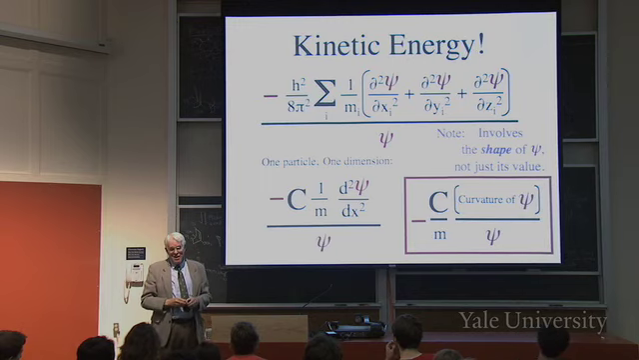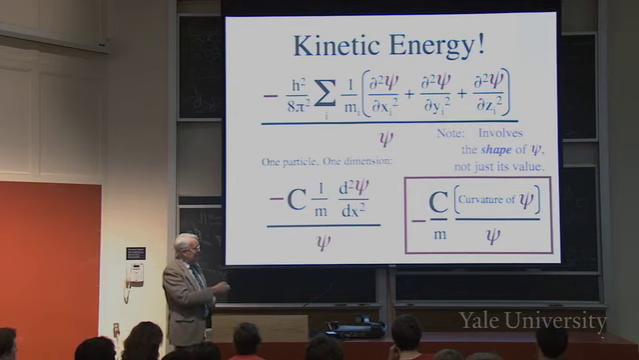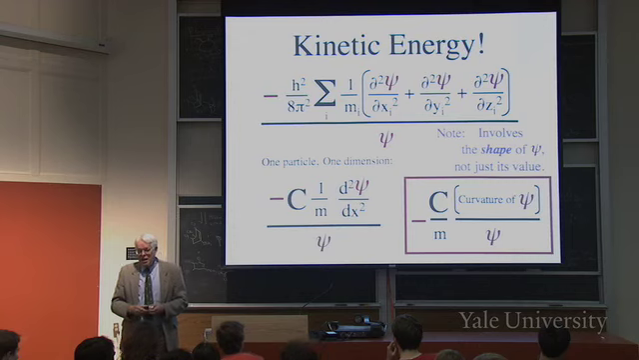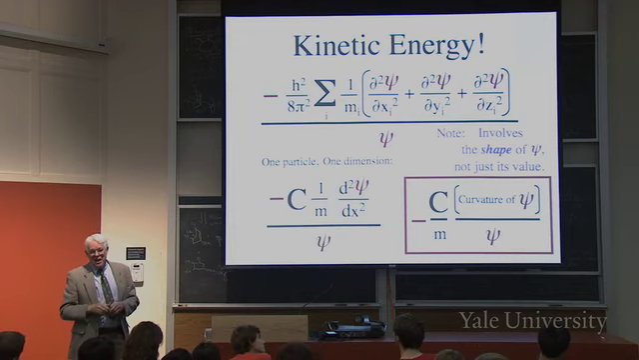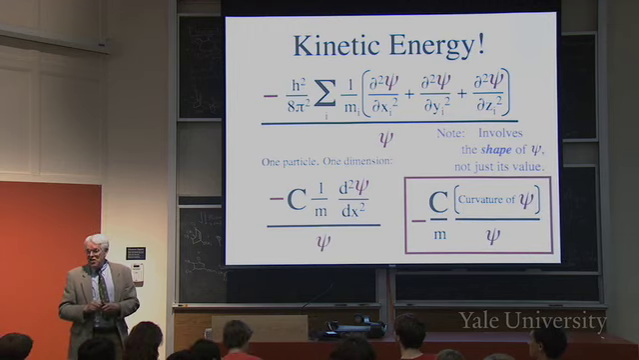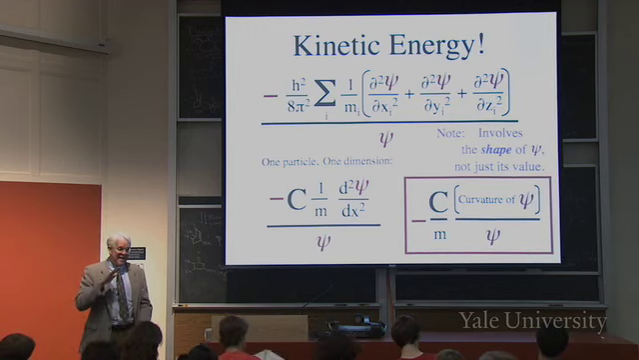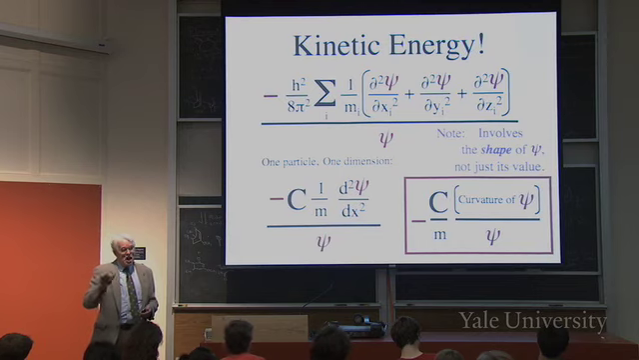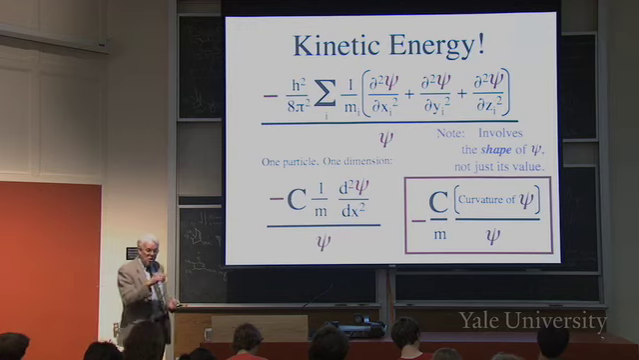How about the curvature? The second derivative? Does it go up by 4 times? No, it doesn't go up by 4 times. It goes up by twice. So what would happen to the kinetic energy if we doubled the size of psi every place? It would stay the same. The kinetic energy doesn't depend on how you scale psi. It only depends on its shape, how curved it is. Everybody see the idea? Curvature divided by the value.